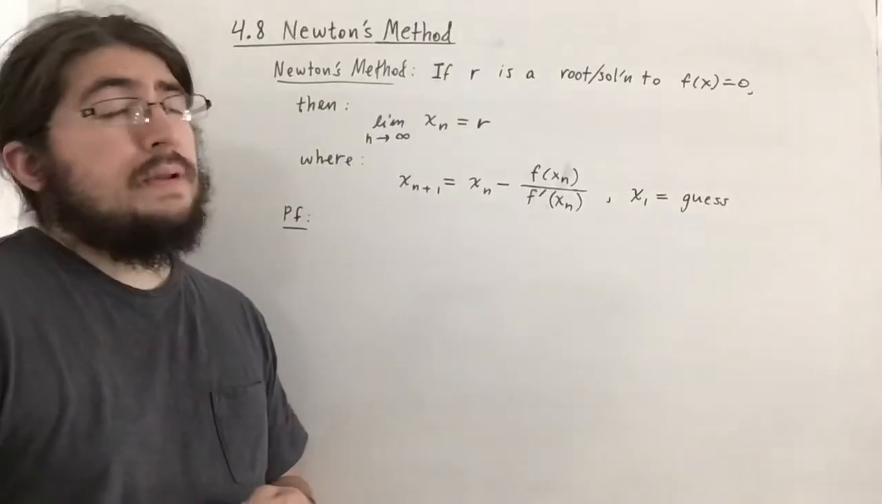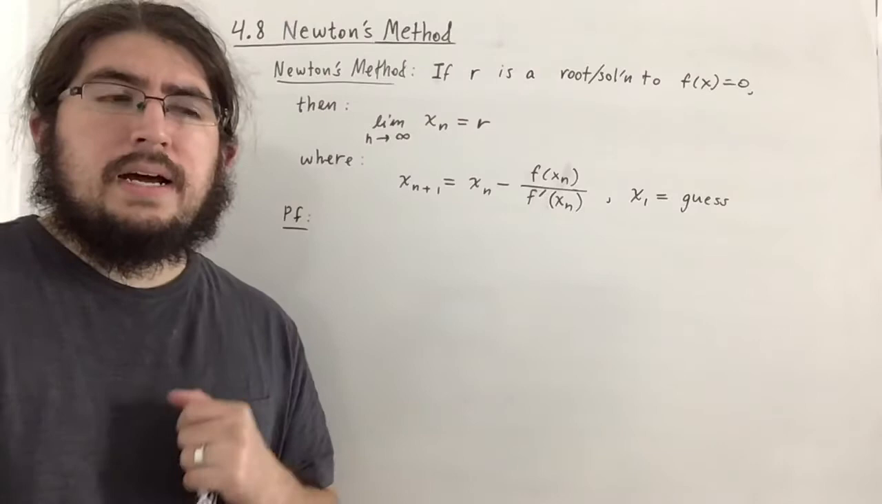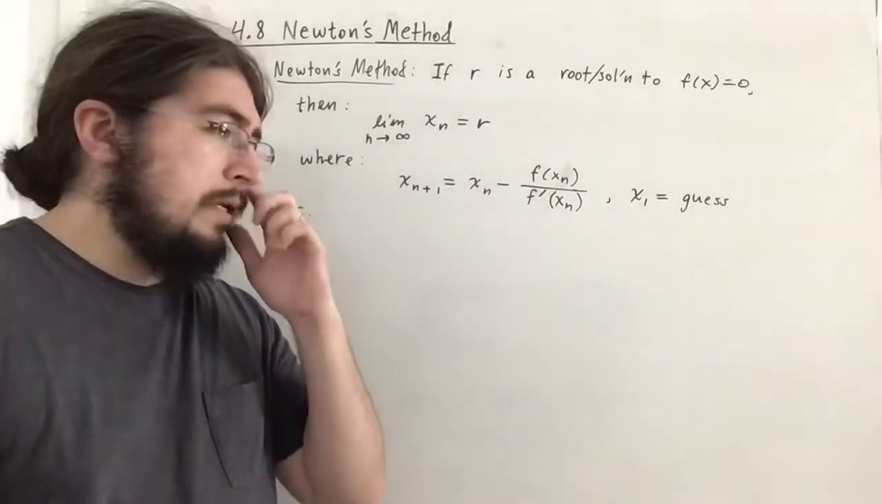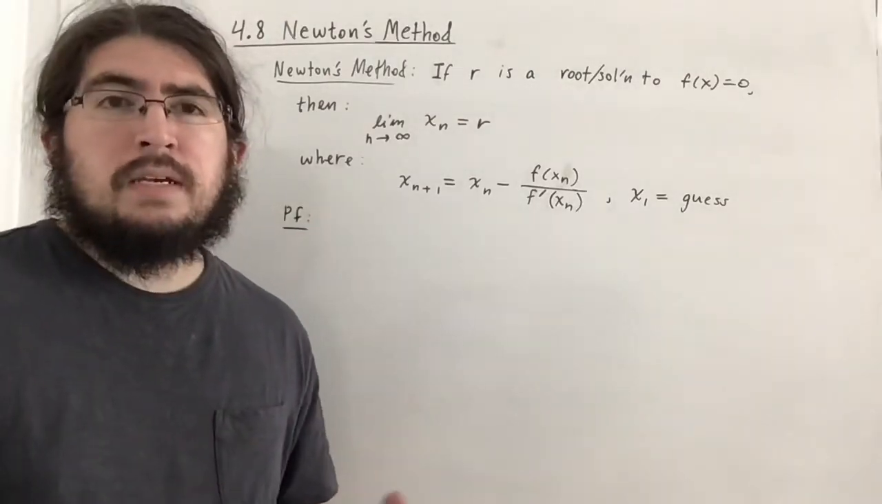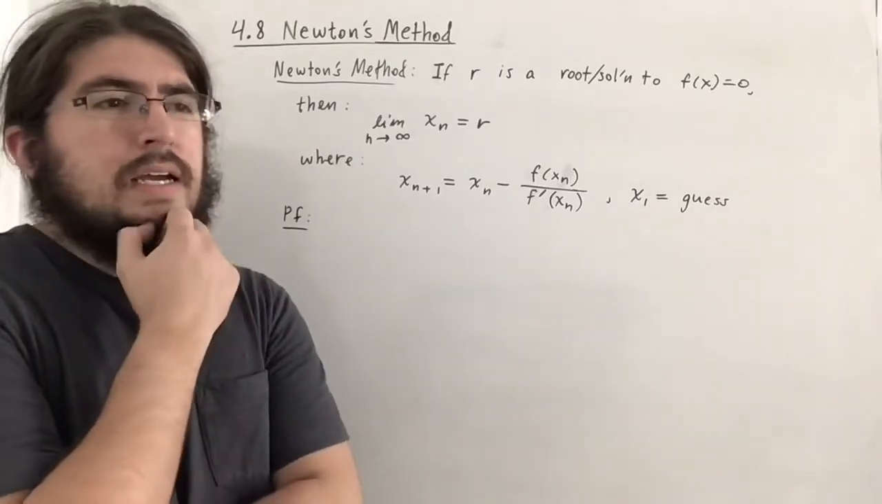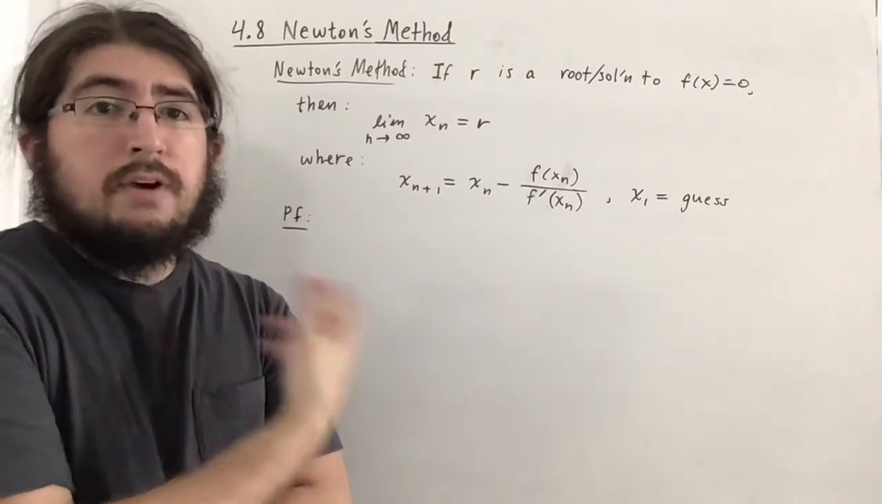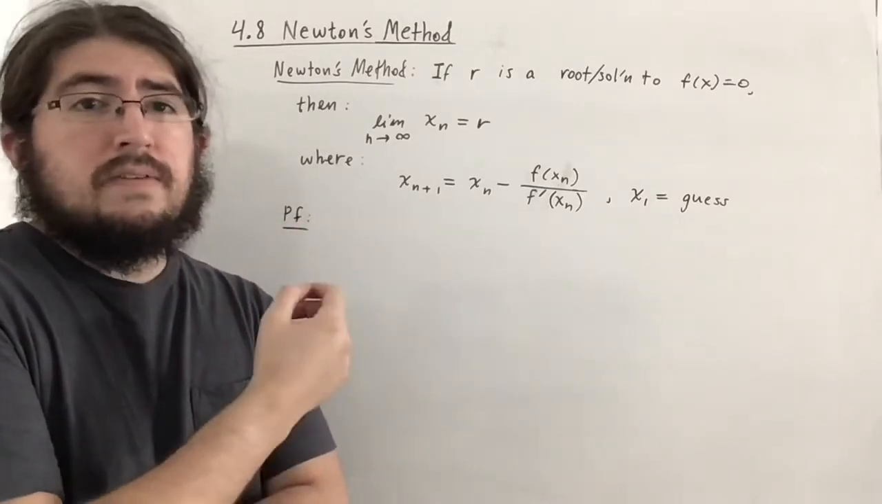Hello everyone, here we'll be discussing chapter 4.8, which is called Newton's method, and it discusses this method developed by Isaac Newton. And if you didn't know already, Isaac Newton essentially single-handedly discovered calculus. In fact, it's actually thought that Isaac Newton and Gottfried Leibniz each independently discovered calculus.